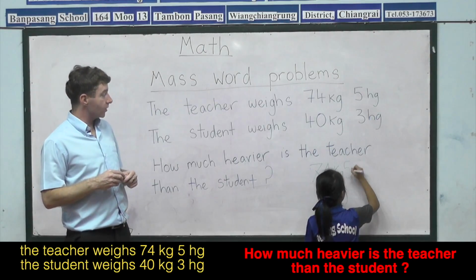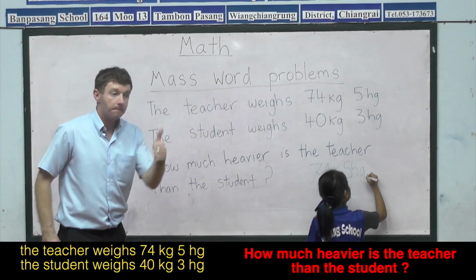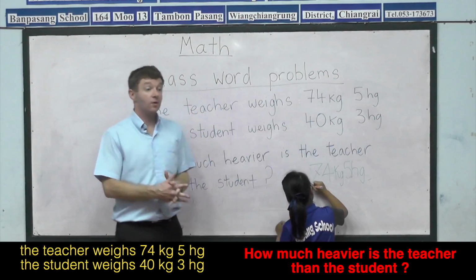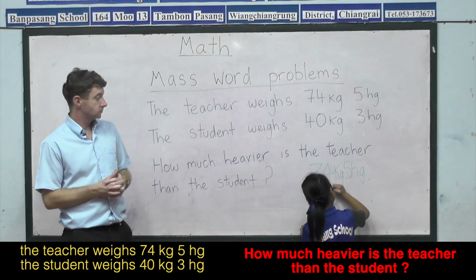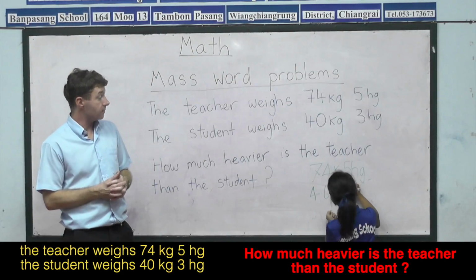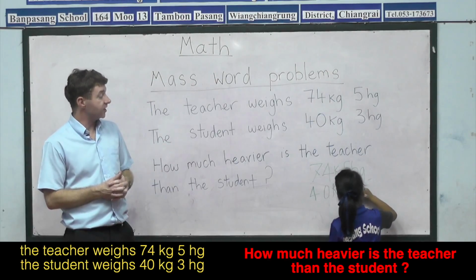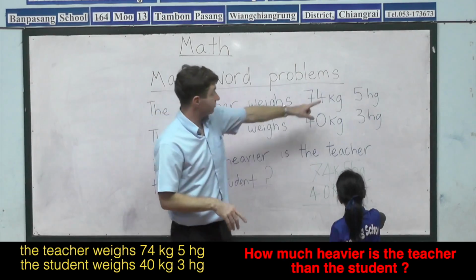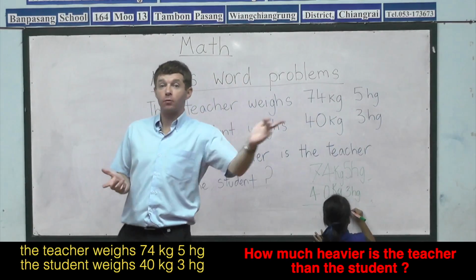So 74 kilograms, 5 hectograms, minus 40 kilograms, 3 hectograms. Hg, hectograms. So what we need to do first, start with the smallest weight. Start with the hectograms. 5 minus 3 equals? 2.